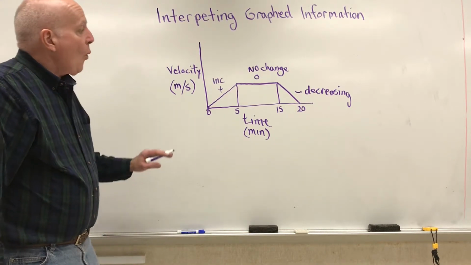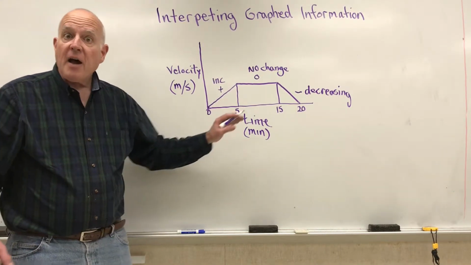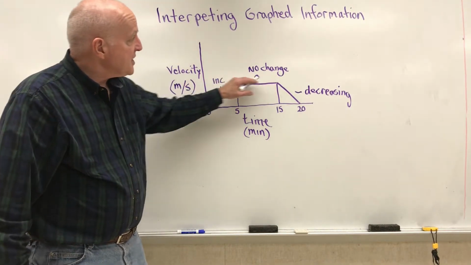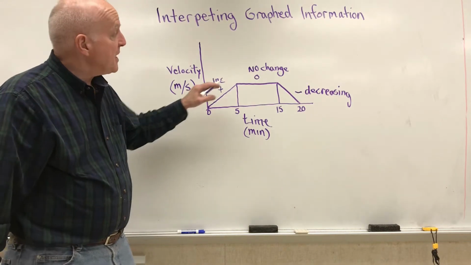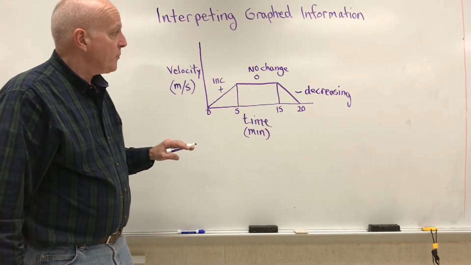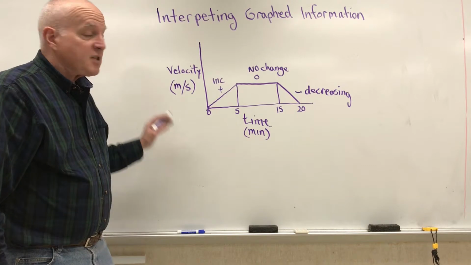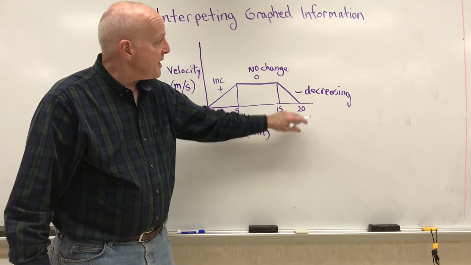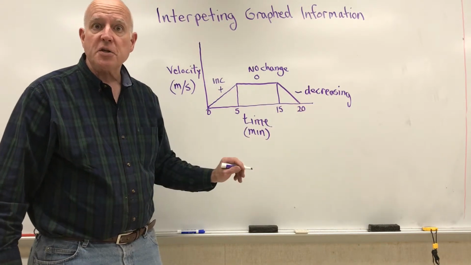They might say, what is happening between 5 and 15 minutes? And you would say, they're traveling at the same speed because the velocity has been unchanged during that time. And if you're asked, what happens between 15 and 20 minutes? The velocity is decreasing, and at 20 minutes, the velocity is zero.